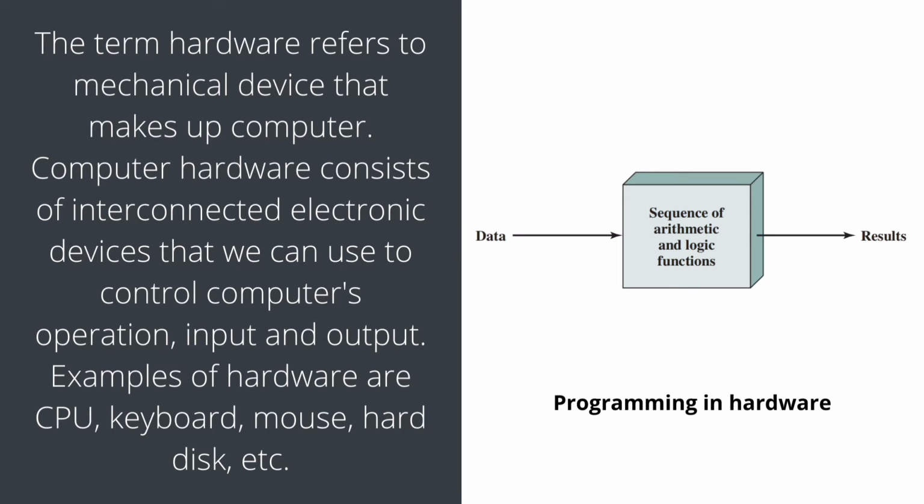The term hardware refers to mechanical devices that make up a computer. Computer hardware consists of interconnected electronic devices that can be used to control the computer's operations, input and output. Examples of hardware are CPU, keyboard, mouse, hard disk, etc. Here you can see the data is inputted and the sequence of arithmetic and logic functions are run by the core unit, and the result is shown.